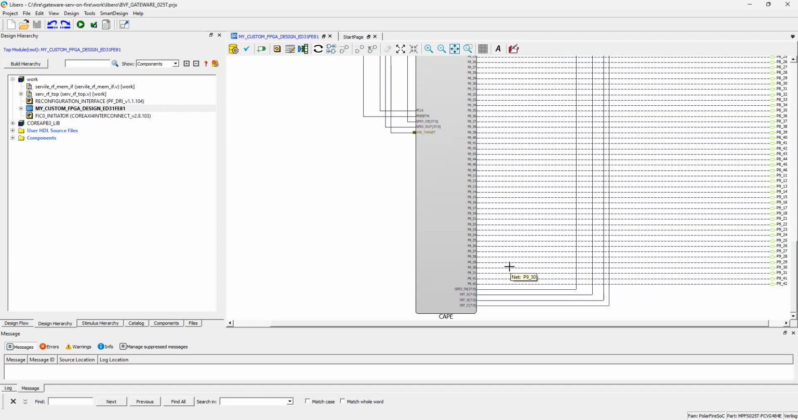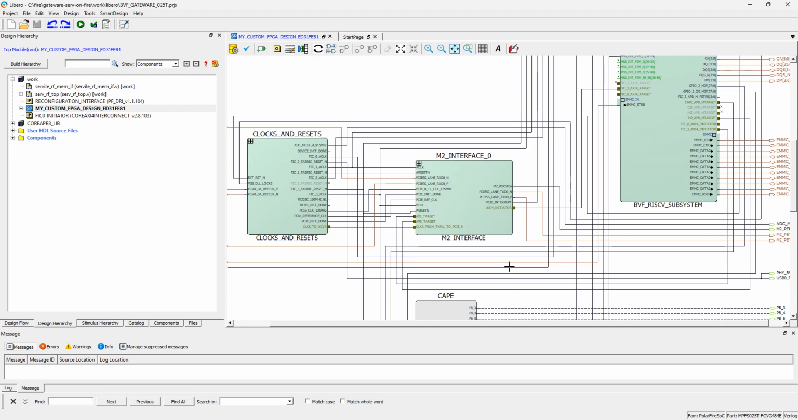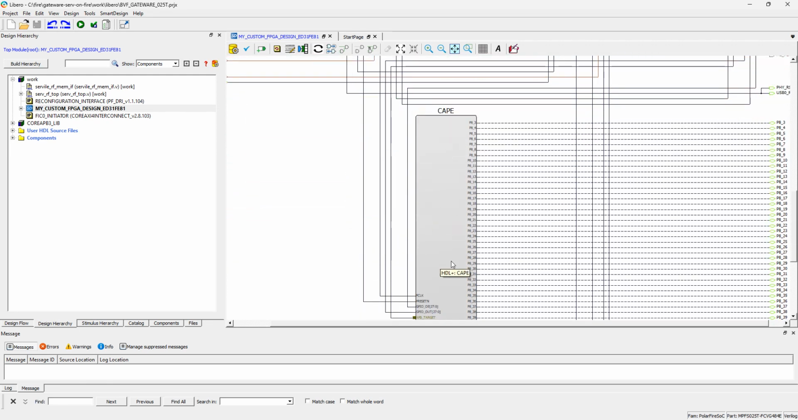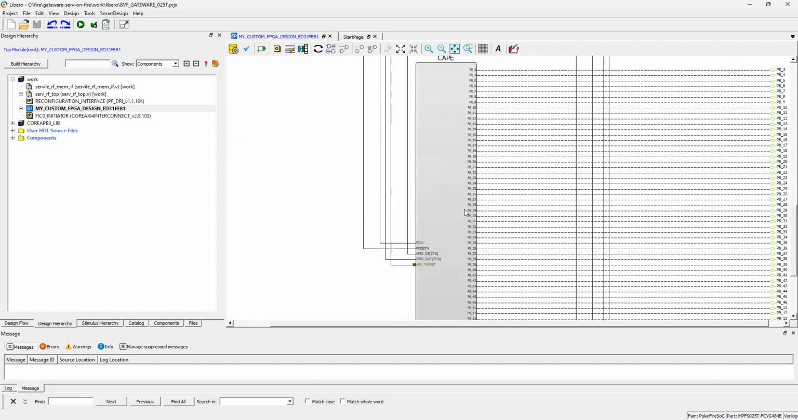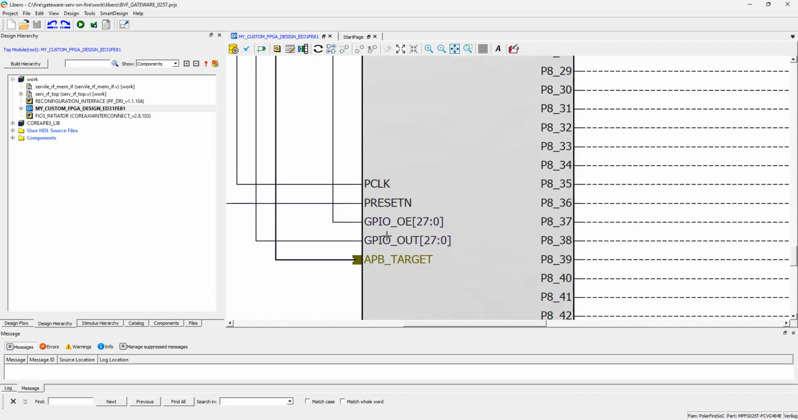Say you wanted to go into, oh, I don't know, let's figure out how fast the cape's clock is running. So how many megahertz is it running? So we've got these inputs, we've got this P clock right here.